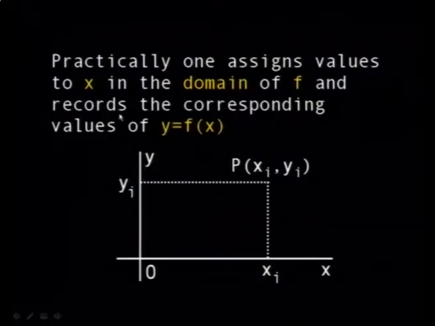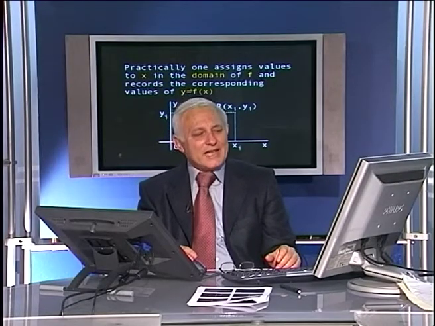Usually you assign values to x, which is the independent variable, in the domain of the function, and then you record the corresponding values of f of x. You don't exactly do that, but this is the meaning of graphing a function.